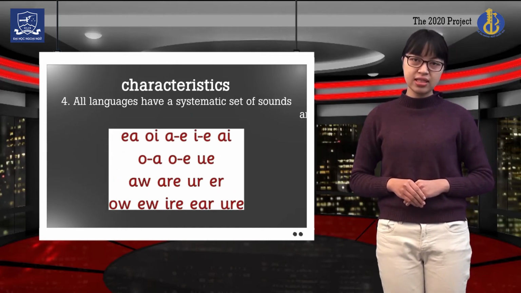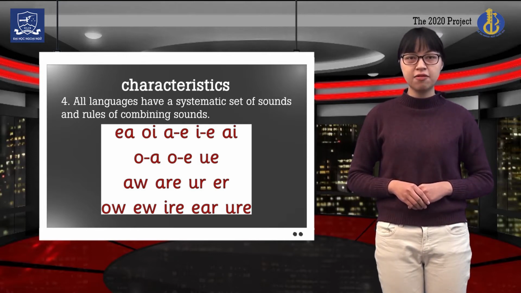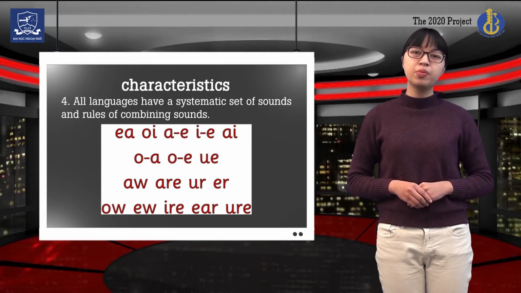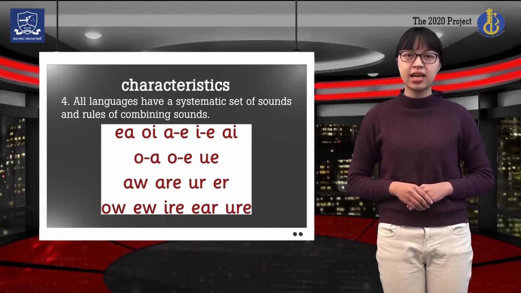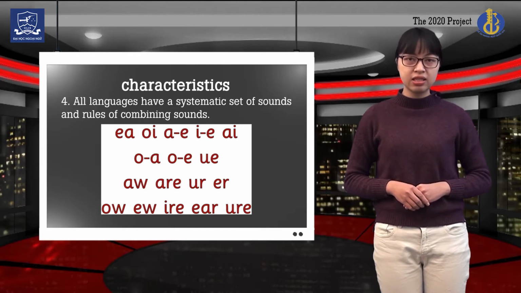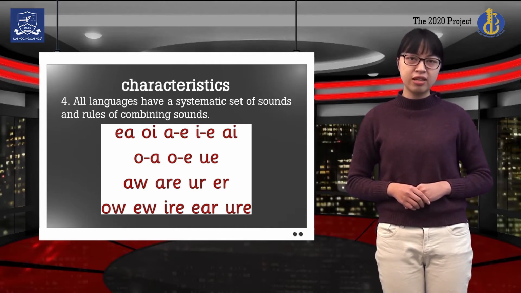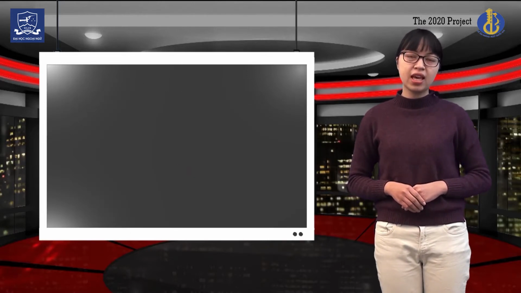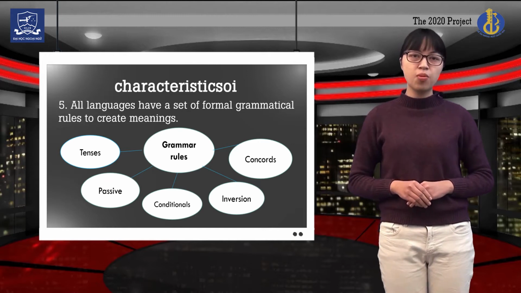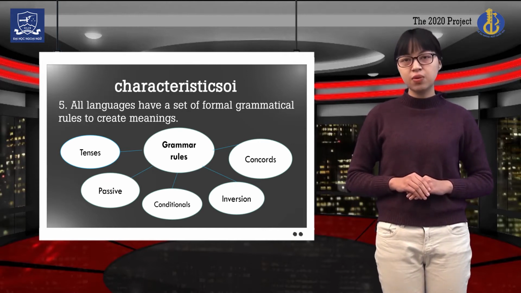The next characteristic is that all languages have a systematic set of sounds combined with a set of rules for the sole purpose of creating meanings and communicating, with no natural or inherent relationship between the sounds and their accompanying alphabet. And the last one: all languages have a set of formal grammatical rules for combining sounds and sequencing words to create meanings.